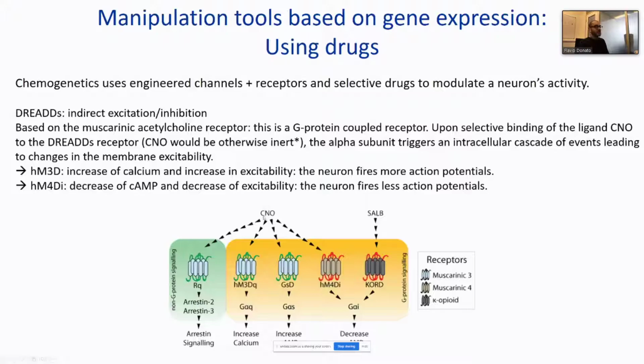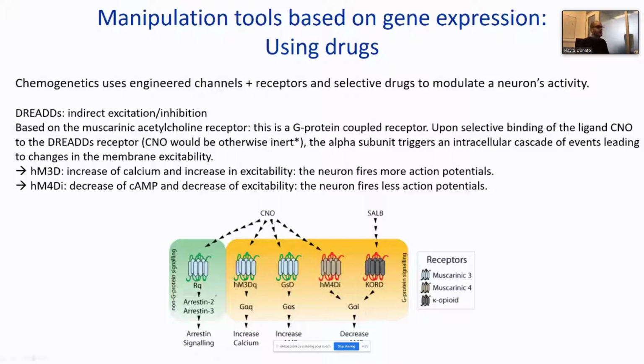Only in cells that express the channel, and only when CNO is injected or present in the brain of the animal, CNO will bind the specific receptor and induce either an increase in calcium concentration within the cell, which basically activates this neuron, or a decrease in calcium or cyclic AMP, so that we basically have an increase or a decrease in excitability, which produces a heightened or a lower response from your neuron.